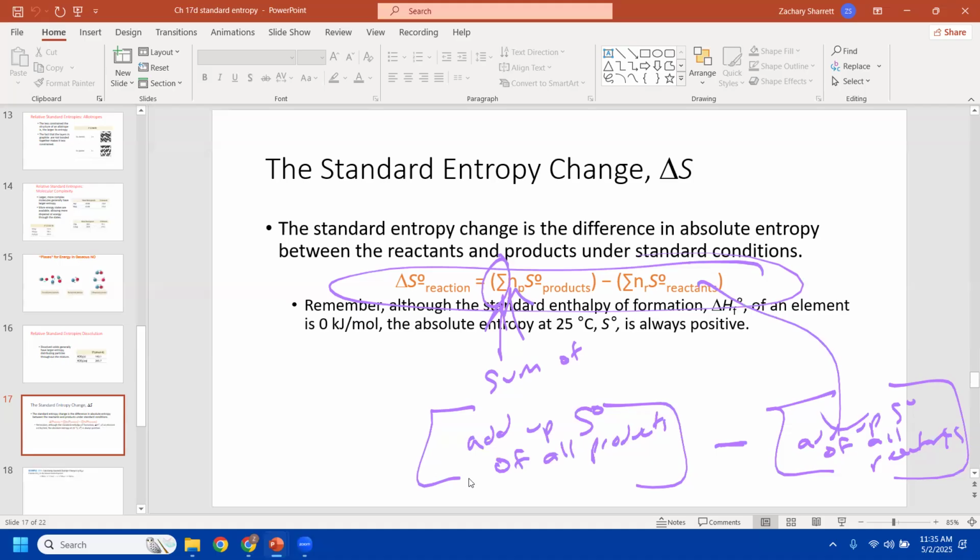This is where people make mistakes when they punch it into their calculator and they try and do it all at once. I like to write out my thing in steps.